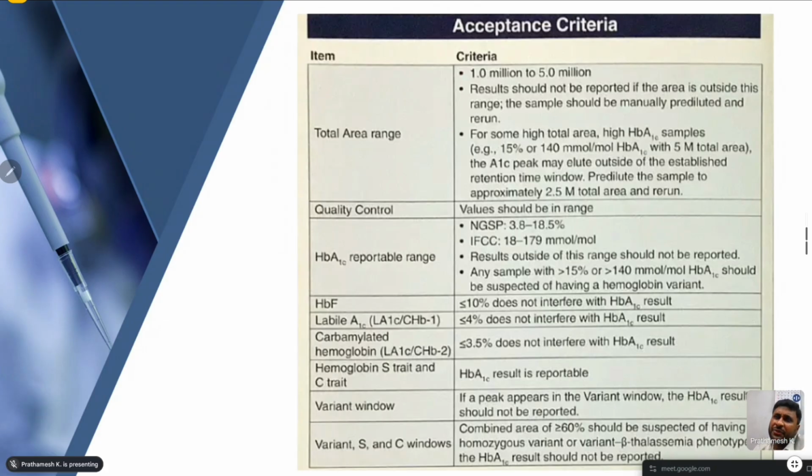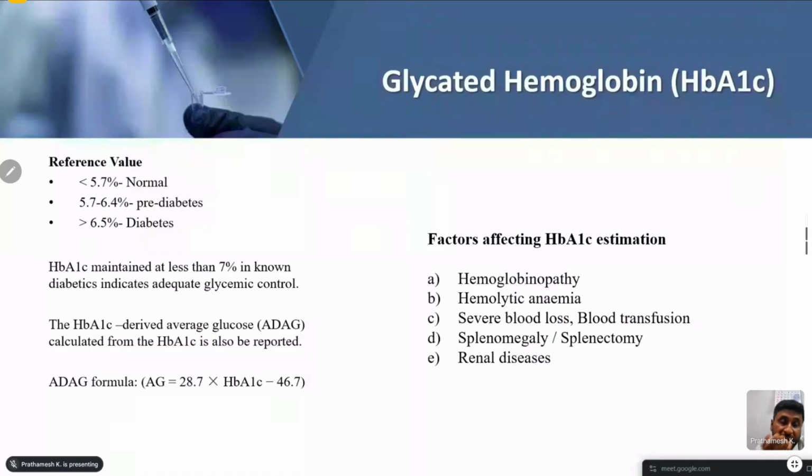Okay. So if it is a trait condition, that is, if the variant window, S or C window, is less than 50%, it is still possible to report HbA1c. But if the windows are more than 50%, that is a homozygous condition, then you cannot report HbA1c on this particular platform.